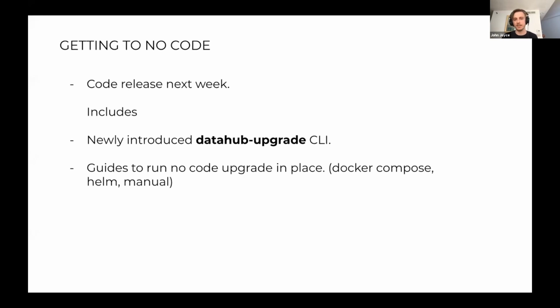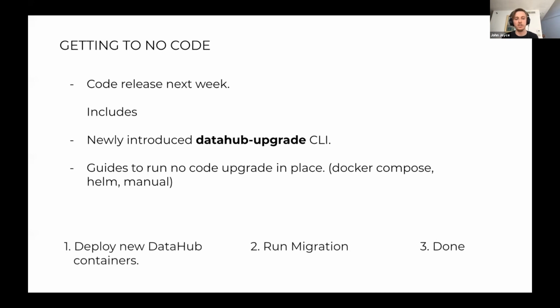And we've tested this against a few 100,000 rows in a SQL store, and things look good. The second part is we have guides that allow you to run this no code upgrade against Docker Compose deployments, Helm deployments, or manually if you have a different setup. But basically, in a nutshell, it'll be: deploy new DataHub containers, run this migration script, and then verify and validate. You should be done. And with that, I think I will hand it back to Shashanka.